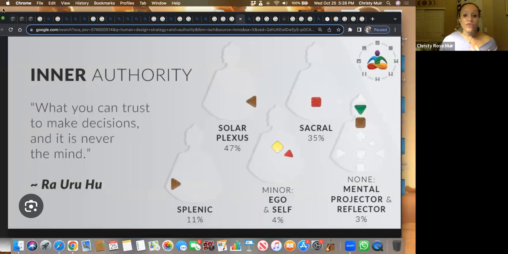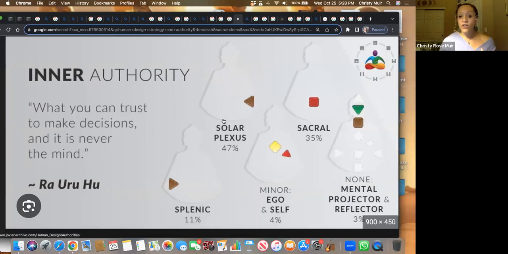And so there are these common inner authorities. Sacral inner authority is the generators and manifesting generators on the planet, unless their solar plexus is defined, then the emotional solar plexus always becomes the authority. You'll see it's 47%. It's about half of us, a little less than half, that have emotional definition. If you have emotional definition, if this center is colored in, this is automatically your inner authority, meaning this is the signal that you're going to listen to know when to make a decision or not.